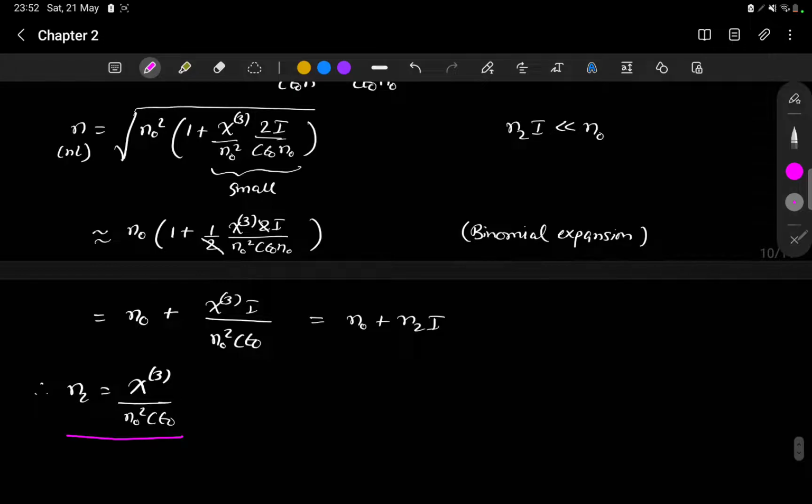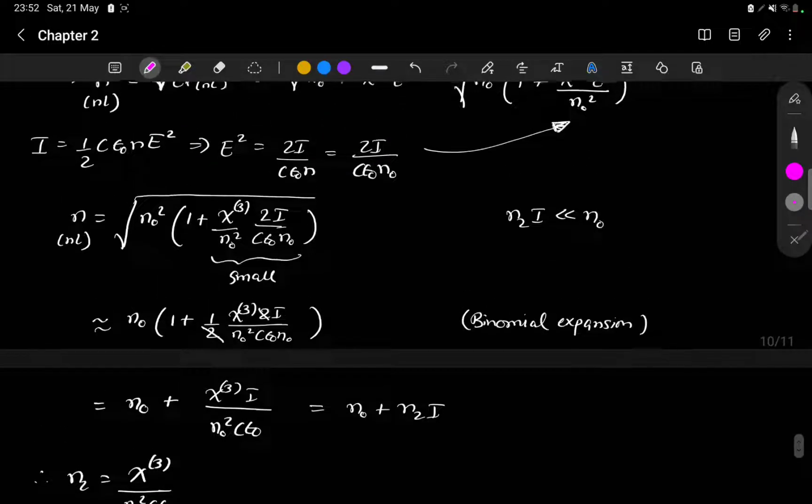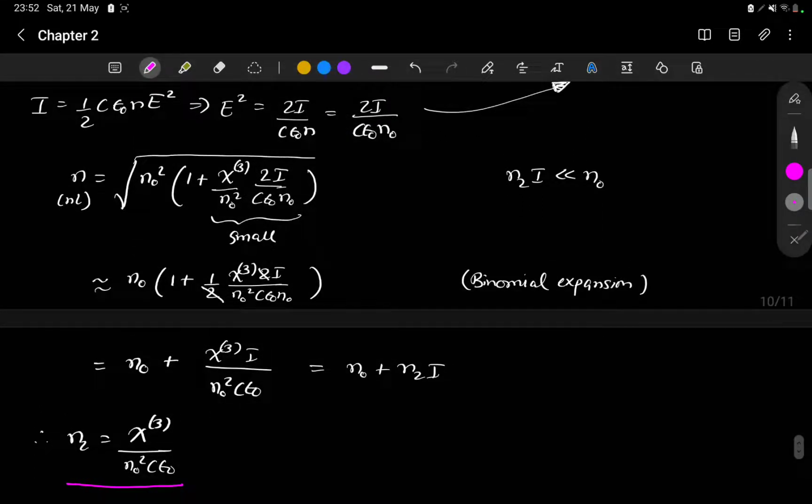So this completes the questions of chapter 2 in this book by Mark Fox on quantum optics. This was the last question in this particular chapter on classical optics.